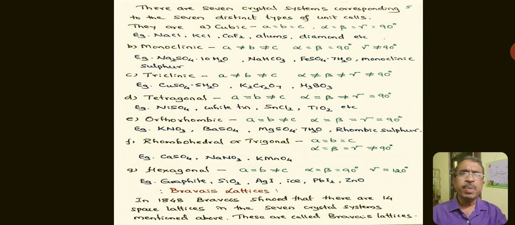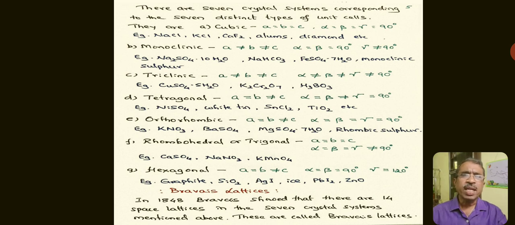The fifth type is orthorhombic. In this case, a is not equal to b, and b is not equal to c. Alpha is equal to beta is equal to gamma is equal to 90 degrees. Potassium nitrate, barium sulfate, magnesium sulfate heptahydrate, rhombic sulfur are the examples of this category of unit cells.